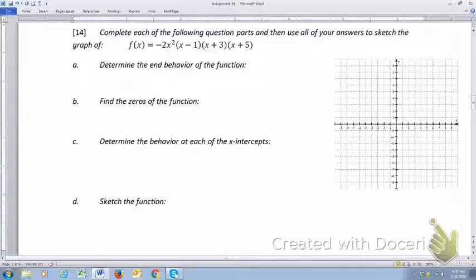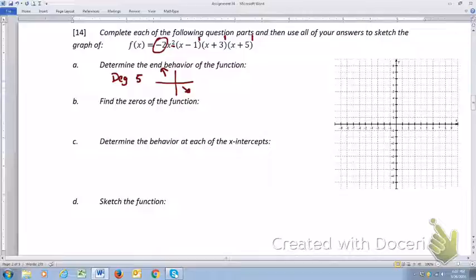First of all, let's find the end behavior. To do that, we need to find the degree. So we want to add the exponents of each factor. So 1 plus 1 plus 1 plus 2, we're going to get a degree of 5. And since it's a negative 2 in the front there, we are going to have the opposite of the end behavior of x cubed, which we've been calling the John Travolta. So it looks like that.